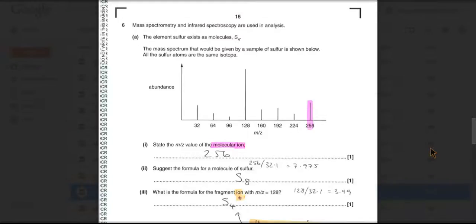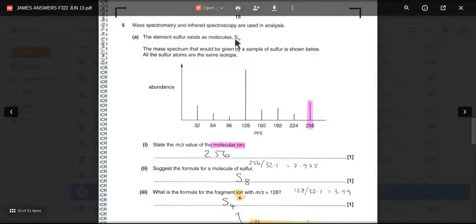Question 6 is an analysis question. So we're told that mass spec and infrared spec are used in analysis. And the first part of the question is all about sulfur, the element sulfur. And we are told that it exists as Sn molecules. So n is going to be a number.